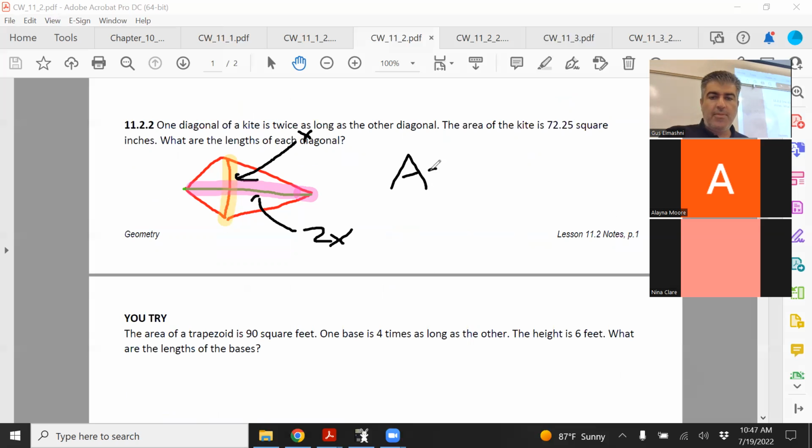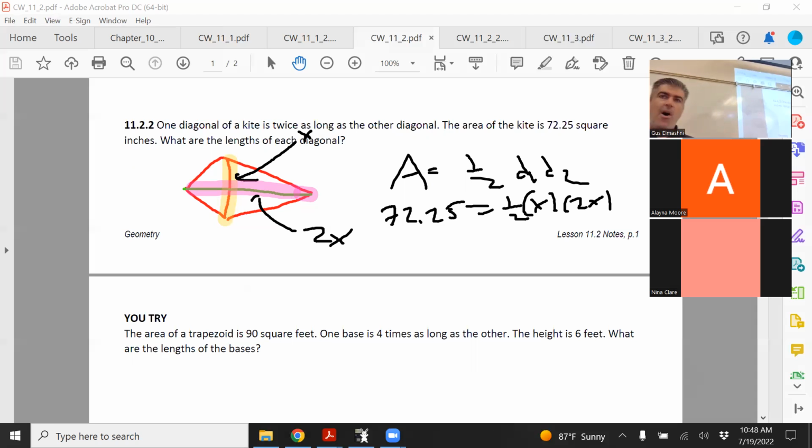So area is 1/2 D1 D2, right? So you've got 72.25 equals half of X and 2X. And then you solve away. Then you use all the skills from all that time you spent in Algebra 1, or middle school, when you did some algebra, right? You had to do a bunch of problems, ad nauseam. This is a skill set to help you with future problems. Now it should be second nature.